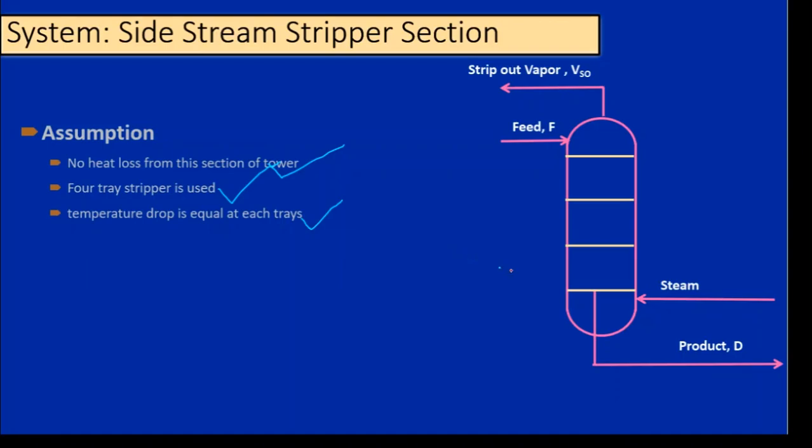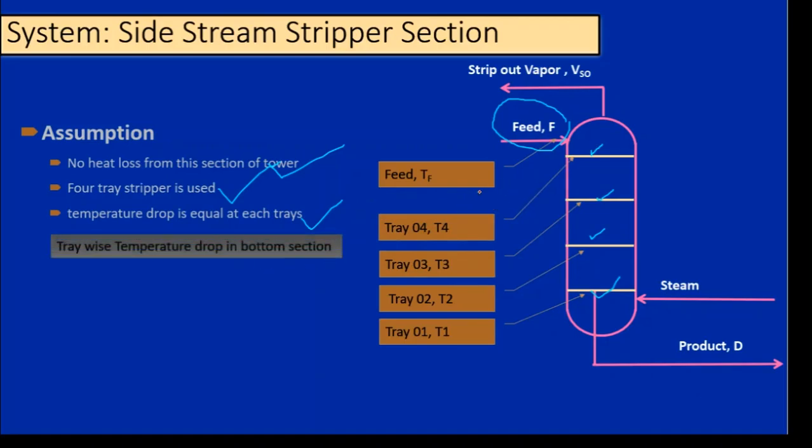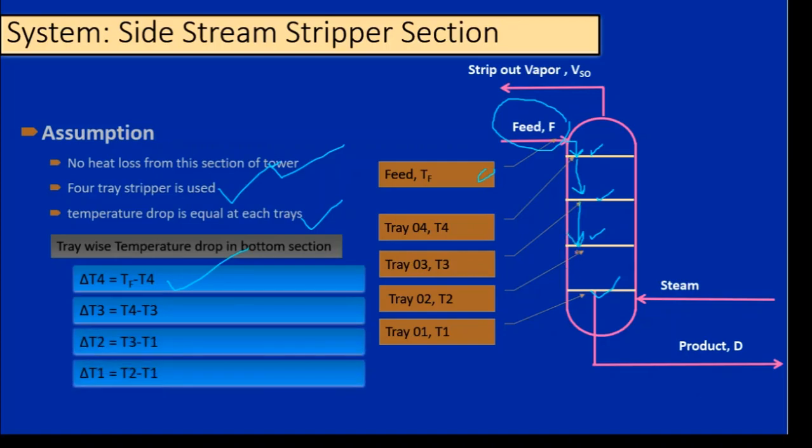Temperature drop means the temperature from the feed to the tray, and this is the feed. The feed temperature is there. Temperatures T1, T2, T3 and T4, these are the tray temperatures. These temperatures have a relation, meaning there are temperature drops. For example, this is the temperature drop between the feed and the top tray, that is one temperature drop. Then there is a temperature drop between the fourth and third trays, then between third and second, then between second and first.